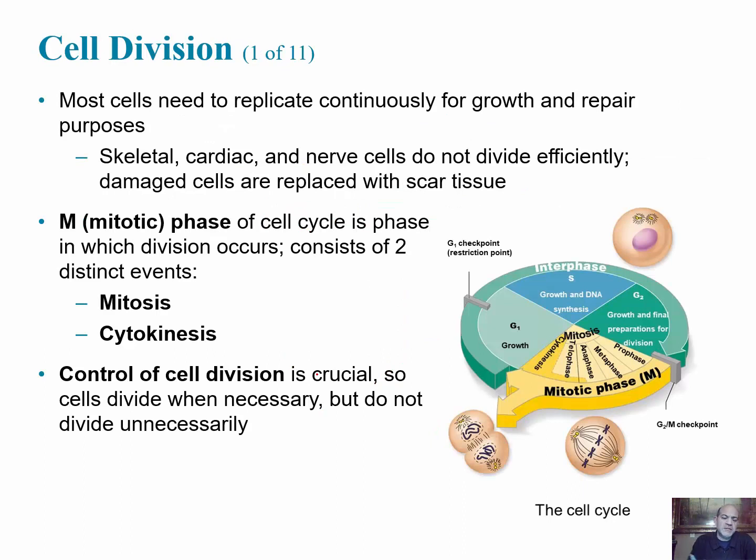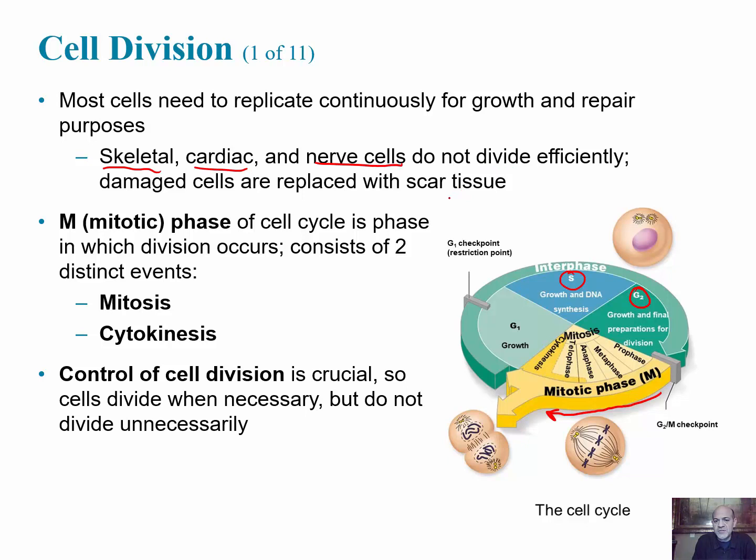So now, once we've gotten through copying our DNA during replication, we've gotten past the S phase, we need to do those final preparations in G2. And eventually we're going to enter the M phase, or mitosis, the mitotic phase. Most cells will do this. There are some cells that don't divide rarely or at all, and if they do, it's a very, very slow process. Examples include skeletal, cardiac, muscle, and nerve cells.